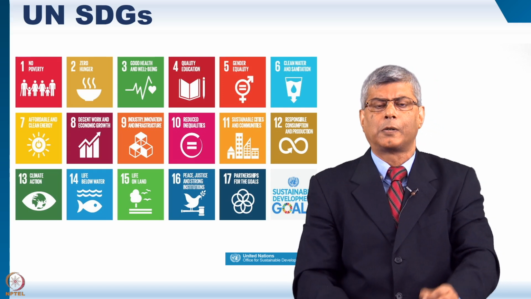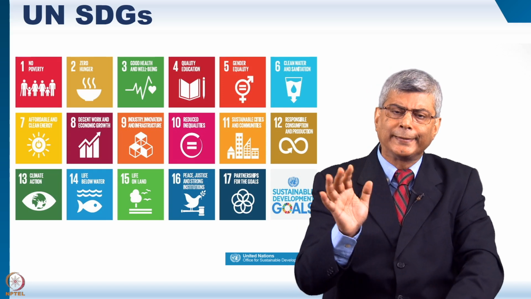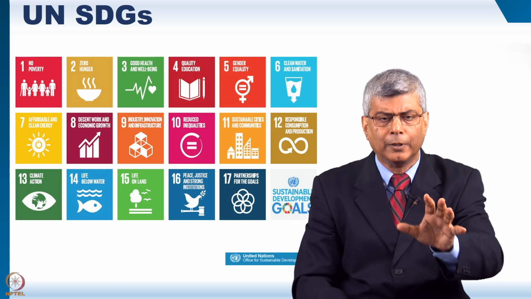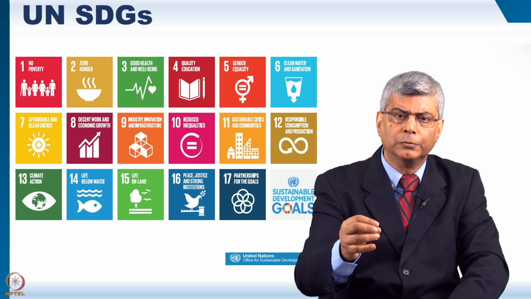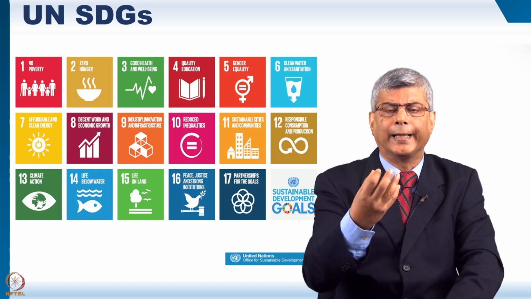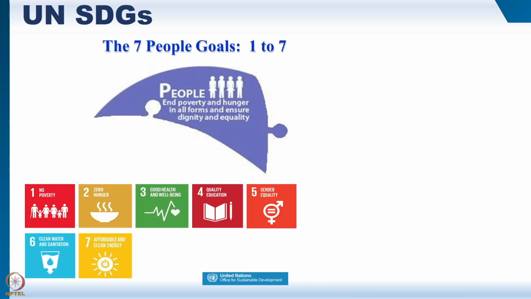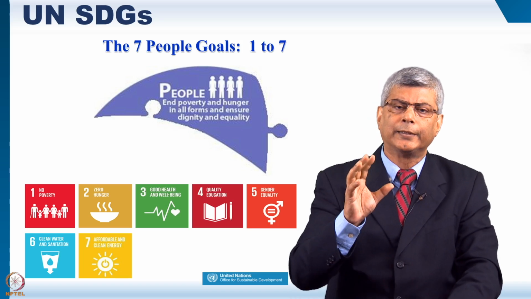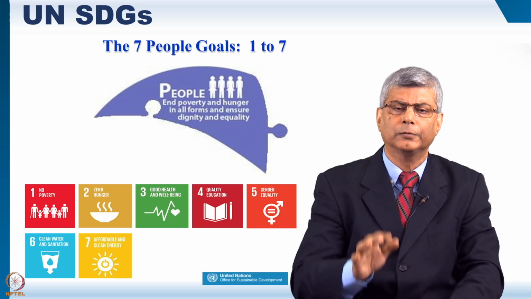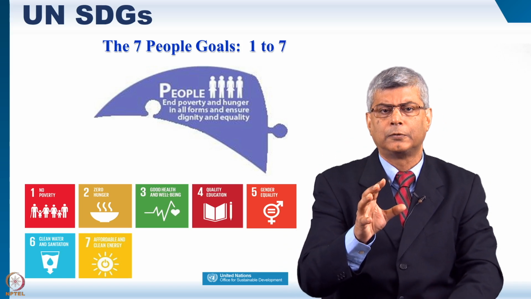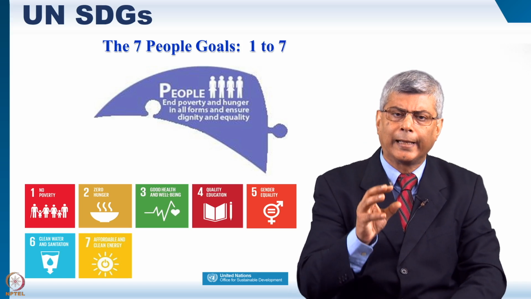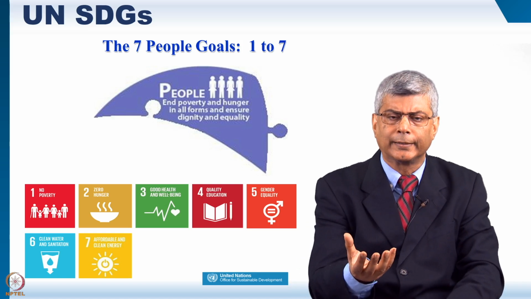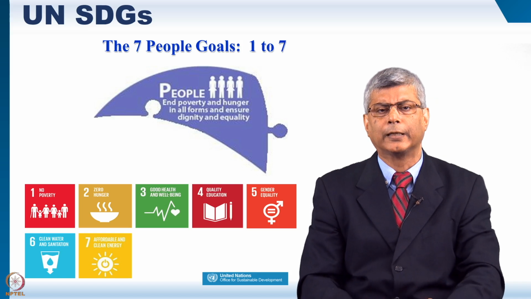Underlying these goals are targets. So there are about 170 targets, which break down the goals into more actionable points. I will not put them up in this course, but I strongly recommend that you do a search and familiarize yourself with the SDGs and the underlying targets. So now let's look at the buckets. In those 17 SDGs, SDGs 1 to 7 are about people. Better lives, better livelihoods, better health, better education, and basic access to necessities like water, clean air, etc.